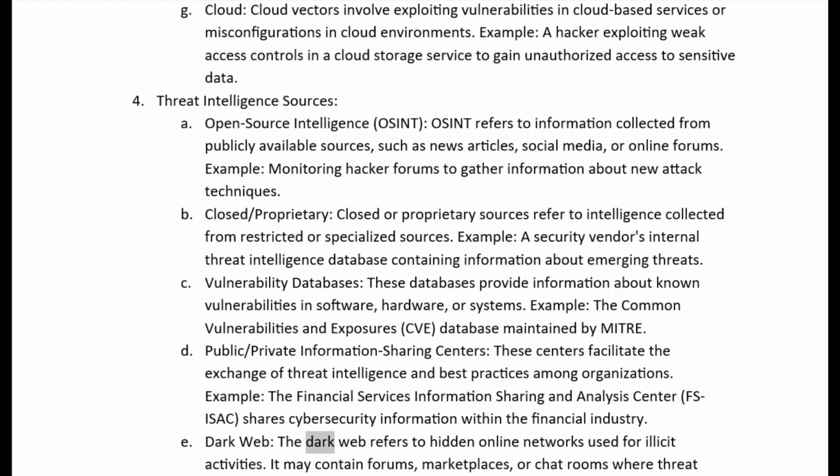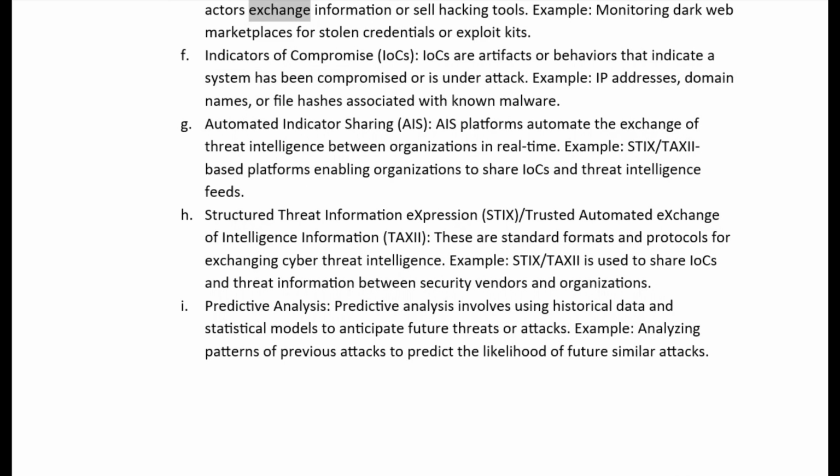Dark web. The dark web refers to hidden online networks used for illicit activities. It may contain forums, marketplaces, or chat rooms where threat actors exchange information or sell hacking tools. Example: monitoring dark web marketplaces for stolen credentials or exploit kits.